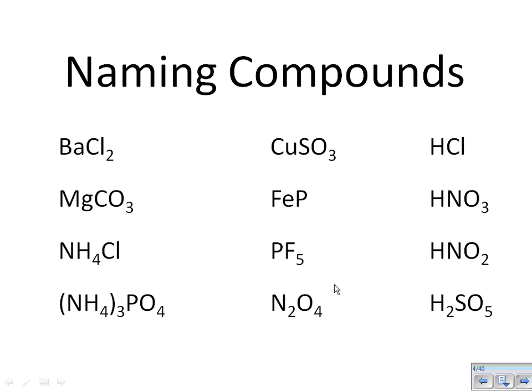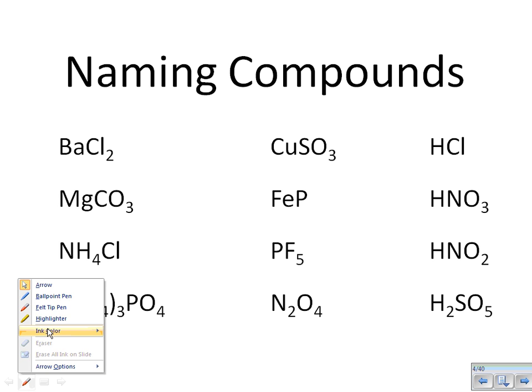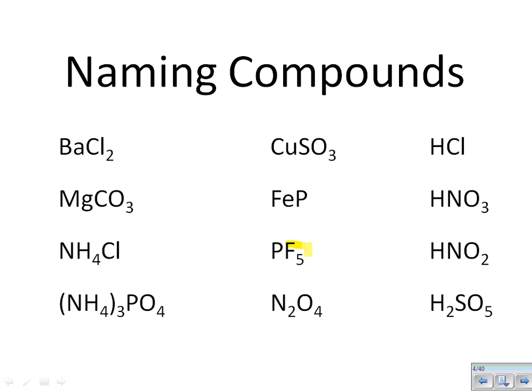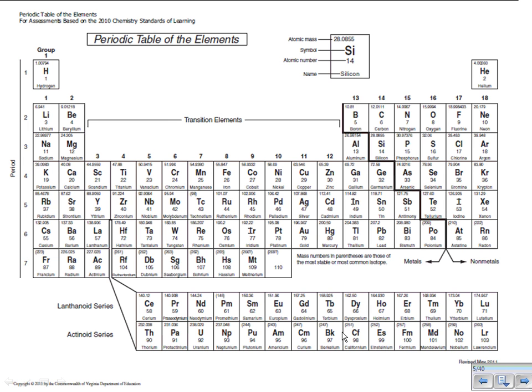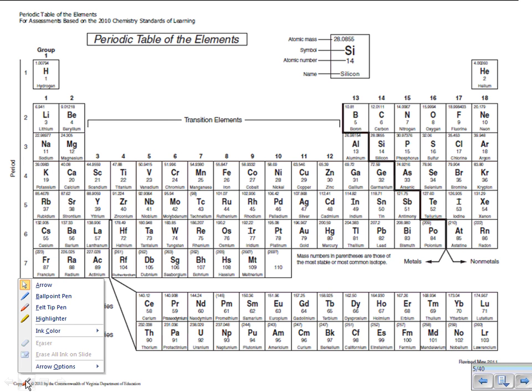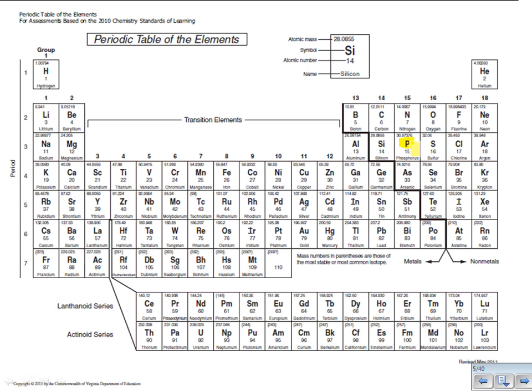It is bonded to fluorine. So let's go find fluorine on our periodic table. And let me highlight. Here's our phosphorus, and here is fluorine. Fluorine is a halogen located in group 17. So we have two nonmetals. We have a nonmetal bonded to a nonmetal. That is a covalent compound.